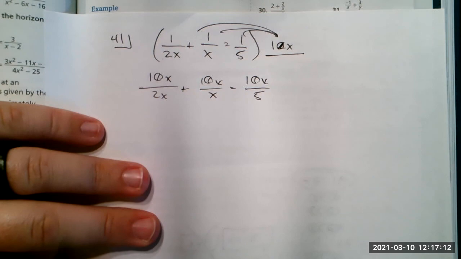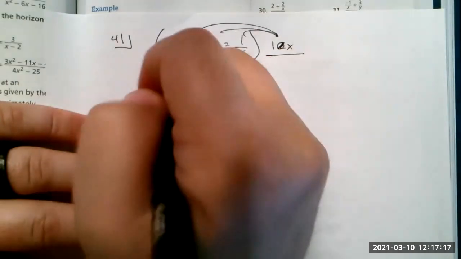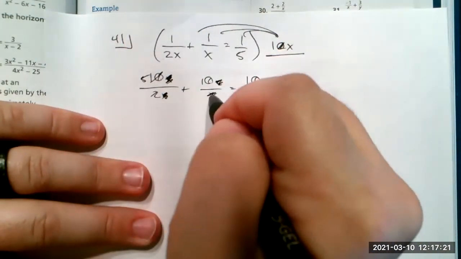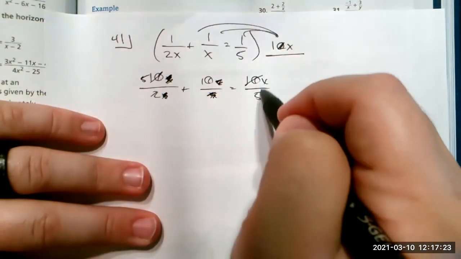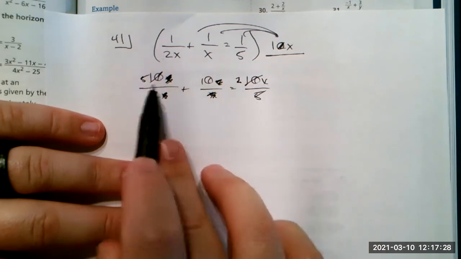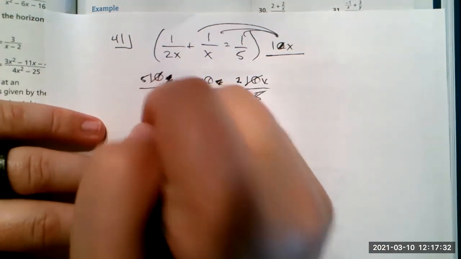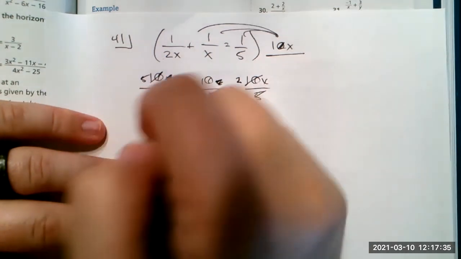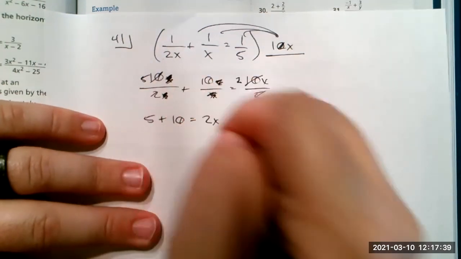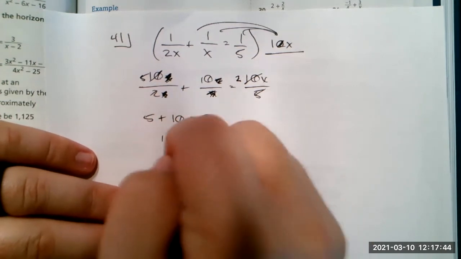At this point now I can simplify. So I can take an x from the top and the bottom. 10 divided by 2 is just 5. I can take an x from the top and the bottom. And then I can do 10 divided by 5, which is just 2. So what you'll notice is no more denominators, just numerators. So upstairs, I've got a 5. Here, I've just got a 10. And then here, I have a 2x. So if I simplify that, that's 15 equals 2x.